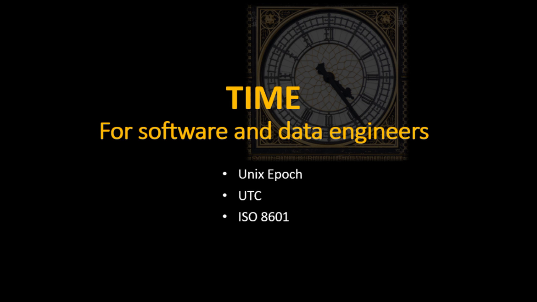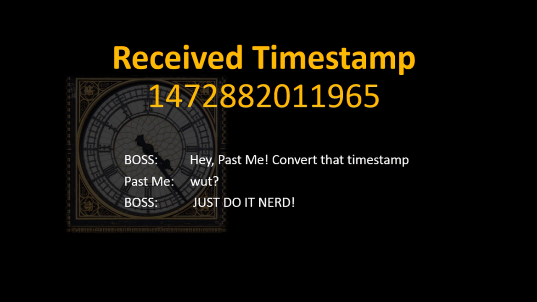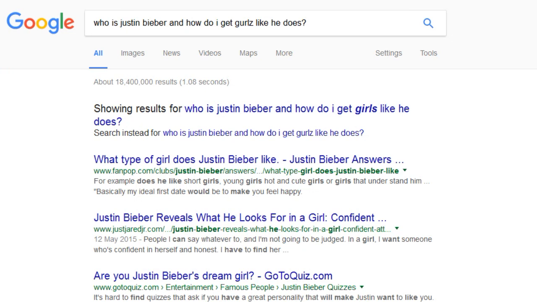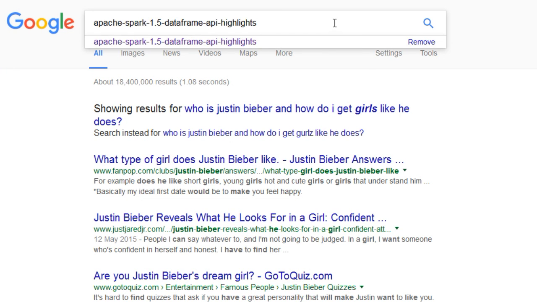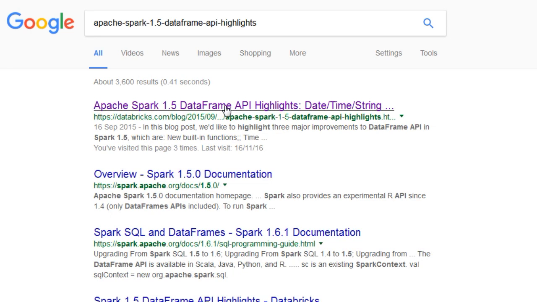Past me literally got into this situation the other day. I received a timestamp like this. I looked at it and said, it's a little long, but it's probably just the Unix timestamp. So I took to the internet, stopped my important research, and since I was working with Spark and data frames, I took to this website and looked at its date conversions.